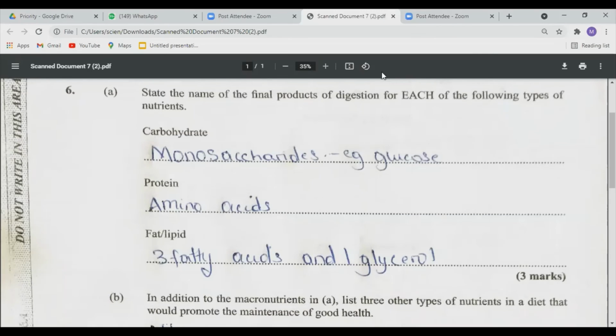Question 6. State the name of the final products of digestion for each of the following types of nutrients. So we have carbohydrate. So the final product would be monosaccharide, for example, glucose. Protein, their final product would be amino acids. Fat or lipid, their final product would be 3 fatty acids and 1 glycerol molecule. So you can just put fatty acids and glycerol.